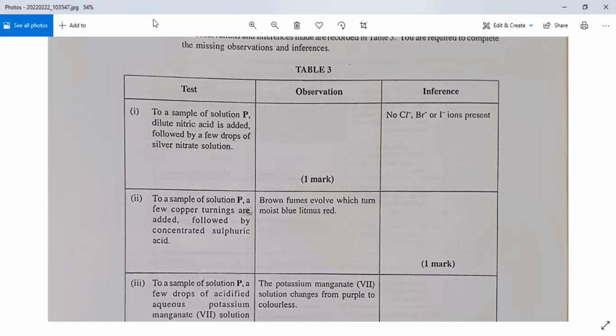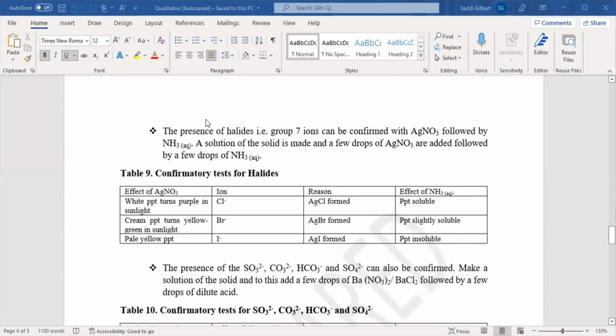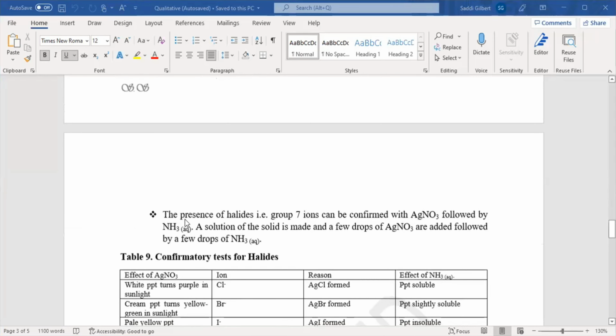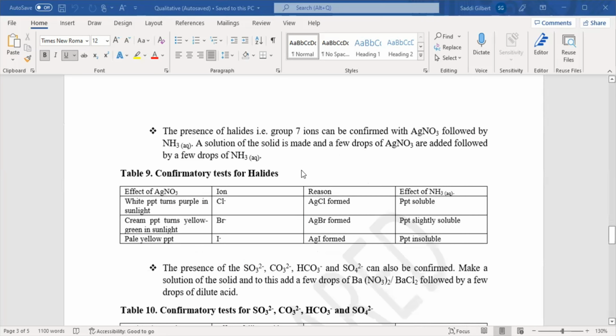So I'm going to go back to the note. Let's see if we're looking for silver nitrate. Look at this. Here you go. Silver nitrate. The presence of halides, that is group 7 ions, can be confirmed with silver nitrate followed by ammonia. A solution of the solid is made and a few drops of silver nitrate are added, followed by a few drops of ammonia. So even though the acid was added, the acid was just there to dissolve any solid present. Okay, and then the important part is the silver nitrate. So I'm just going to keep this table right here, and we're going to go back to the table and see what we have here.